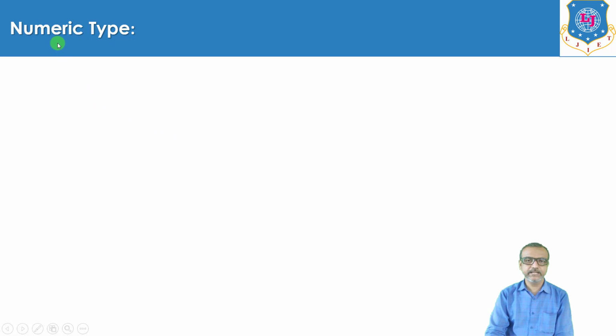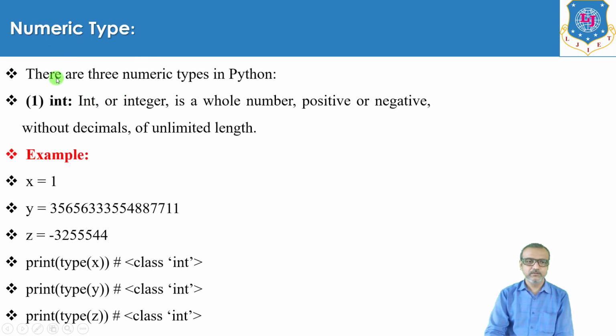Now we have second data type, that is numeric type. There are three numeric types in Python. First one is int. Now what is int? Int or integer is a whole number. It may be positive or it may be negative without decimals of unlimited length.